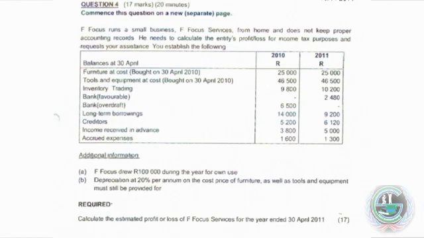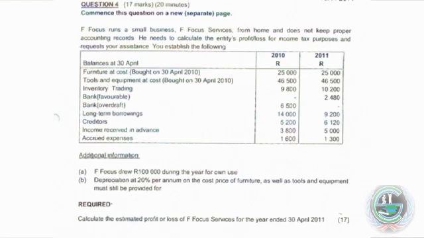Now, let's carefully read through our question and write the solution as we go along. F-Focus runs a small business, F-Focus Services, from home and does not keep proper accounting records. He needs to calculate the entity's profit or loss for income tax purposes and requests your assistance. You establish the following. So it has listed everything. And these are basically our assets and our liabilities. So we'll just go through them quickly and then we will continue on to answering the question.